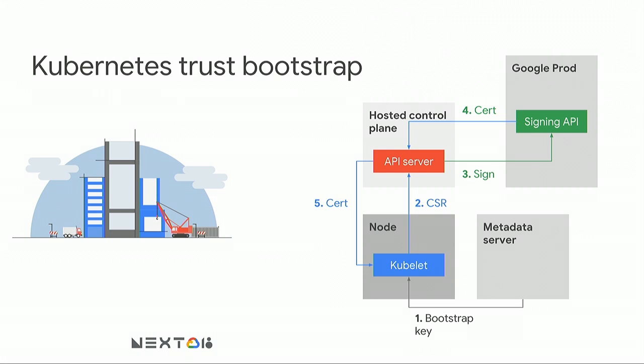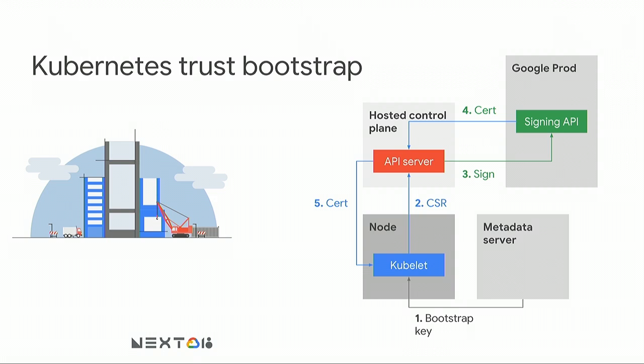So I'll just give you a second to absorb this diagram. We're up to the next level now. So we've got VM, OS, and then on top of that is Kubernetes. So this is a fairly simplified version of how the kubelet bootstraps its trust. So I'm going to walk through this and give you an idea of how that happens.